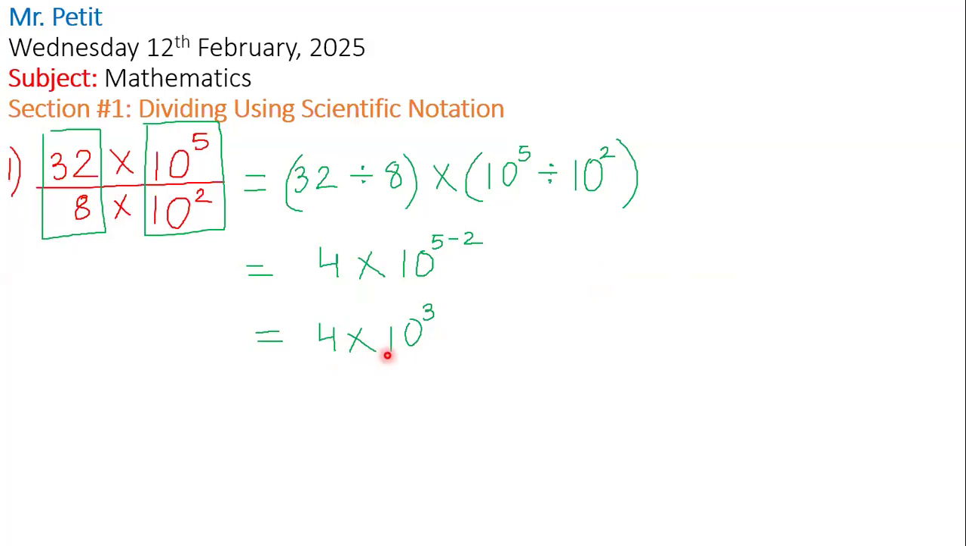So quick recap, what did we do? The first thing we did, we grouped them. We say 32 divided by 8, which gives us 4. And then we have 10 to the 5th divided by 10 squared. Remember, same base. If we have the same base and we're dividing, we subtract the powers. So we have 10 to the 5th minus 2, and 5 minus 2 is 3. So it's going to be 4 times 10 to the 3rd power.